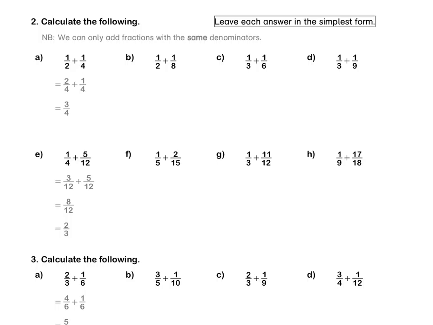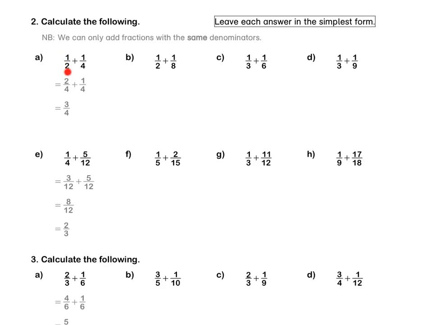Question 2. Calculate the following. Remember, we can only add fractions with the same denominators. Also, always leave each answer in the simplest form. For A, we have a half plus a quarter. The lowest common denominator of 2 and 4 is 4.